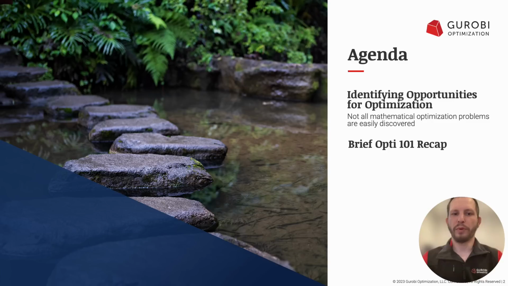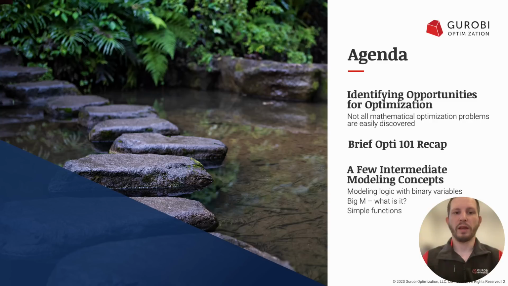We are going to then do a brief Opti 101 recap. So talk about how we approached things during that training, and also recap one of the problems and show some differences between Opti 101 and 201. And then we'll dive into a few intermediate modeling concepts. So modeling logic with binary variables, talk about the famous or infamous big M, and then start modeling some simple functions using what we've learned. So let's jump right on into identifying some opportunities for optimization.